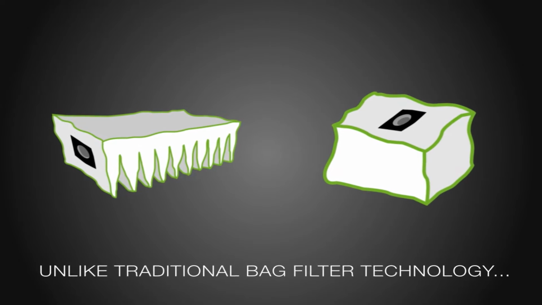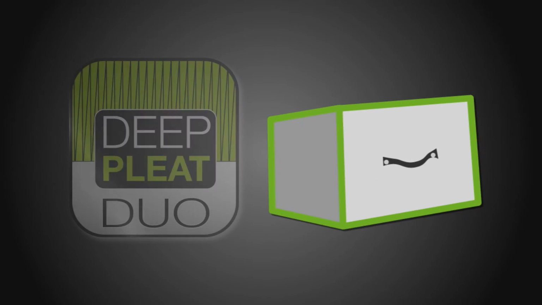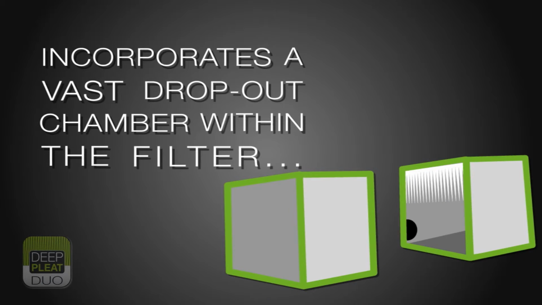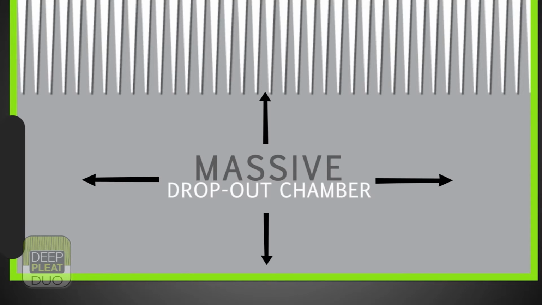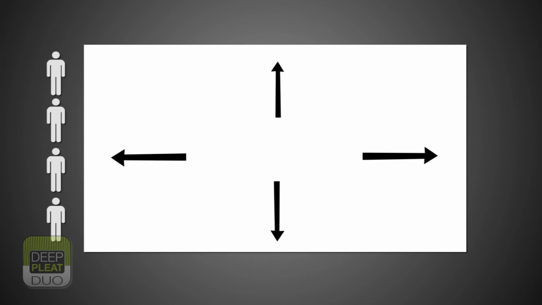Unlike traditional bag filter technology, the BOFA DeepPleat pre-filter incorporates a vast dropout chamber within the filter, having a volume area of 15 litres. Above the dropout chamber, but still within the housing, we have sealed a 200mm DeepPleat F8 media, giving a substantial surface area in excess of 12 square metres.